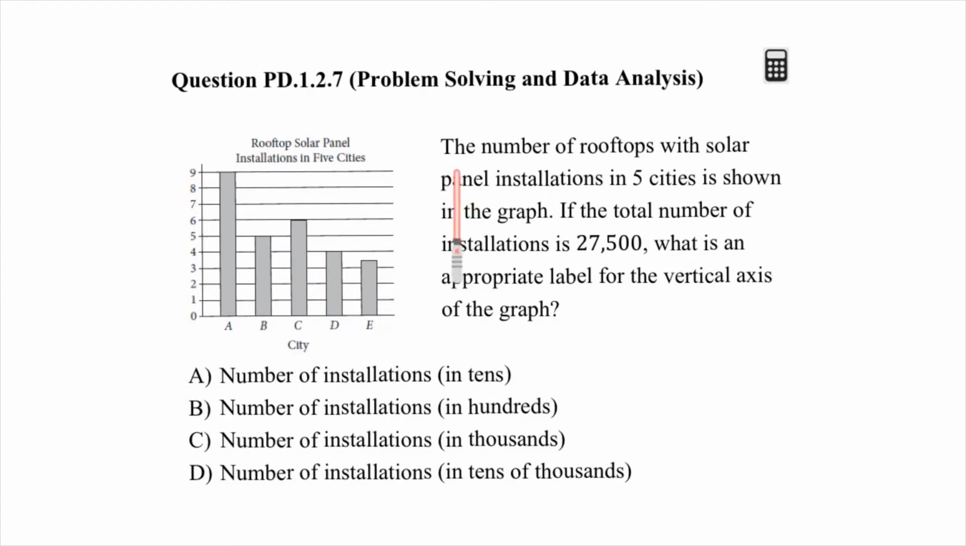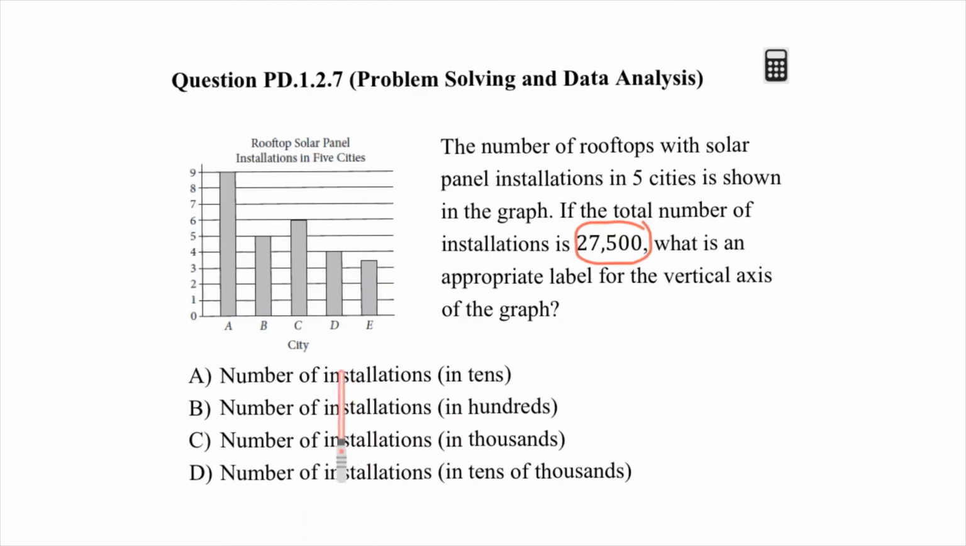So let's read the question. The number of rooftops with solar panel installations in 5 cities is shown in the graph. If the total number of installations is 27,500, what is an appropriate label for the vertical axis of the graph? As I told you, we don't know what this vertical axis means, but this is asking for an appropriate label. So let's check the answer choices.